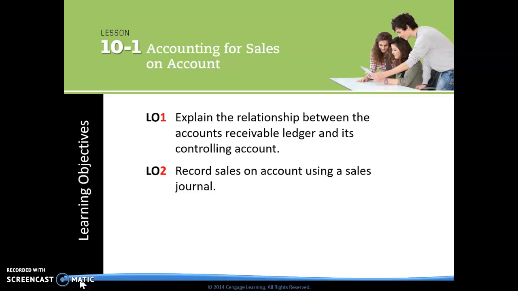All right, we're going to get started with Chapter 10, which is Lesson 10.1, and accounting for sales on account. So we previously did accounting for merchandise on account, and now we're going to flip that and do it for sales to our customers on account. Learning objective 1 is to explain the relationship between the accounts receivable ledger and its controlling account. The second one is to record sales on account using a sales journal.